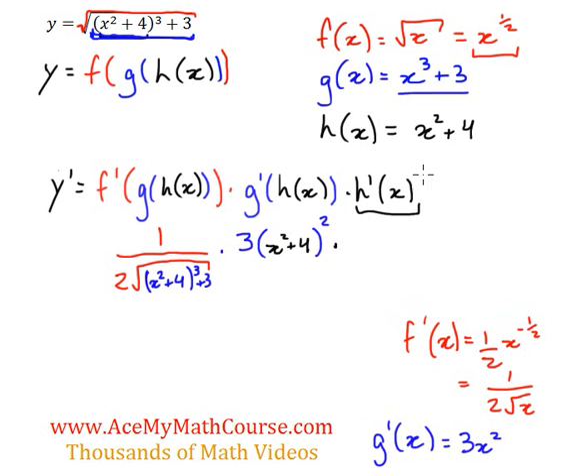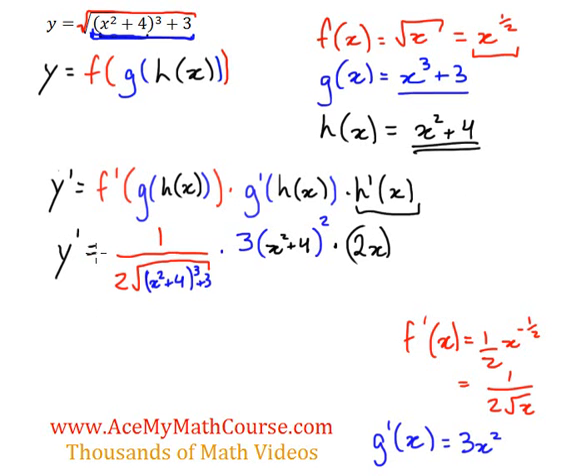Times h prime of x, and the derivative of this guy, of x squared plus 4, is just 2x. Again, we just bring down the exponent, subtract 1 from the exponent, and the derivative of 4 is just 0, so we don't do anything about that.